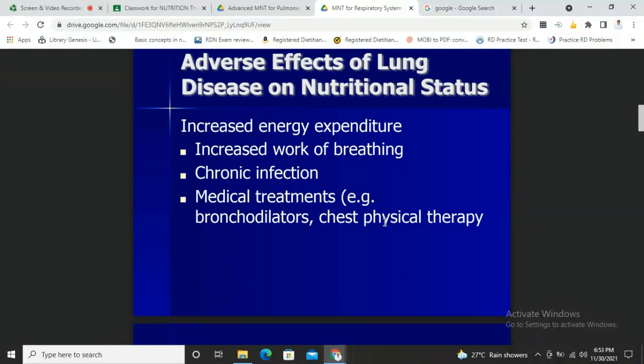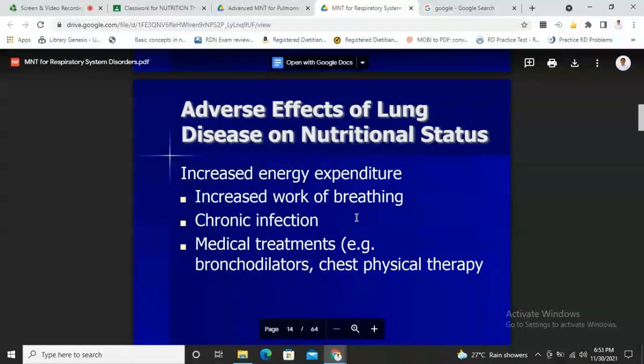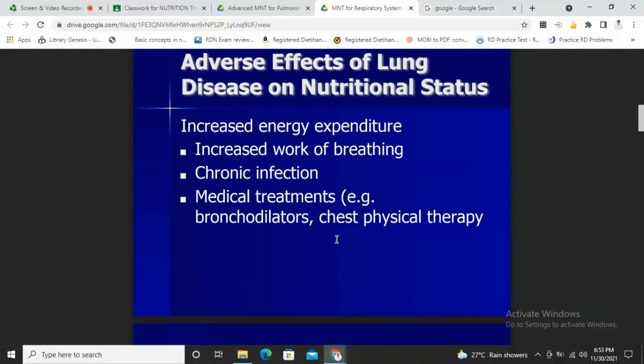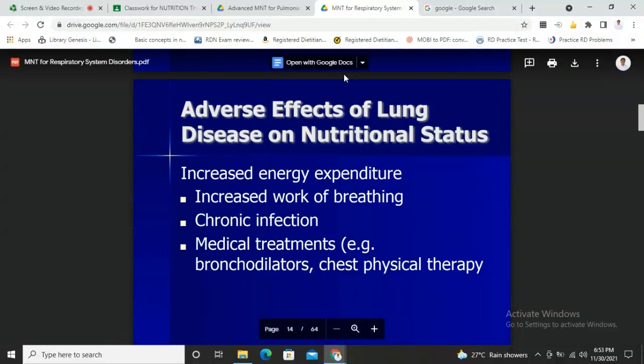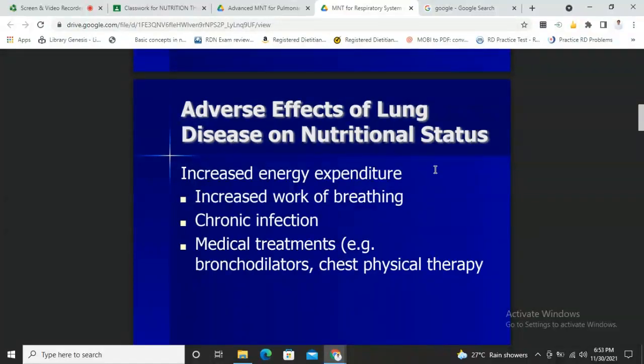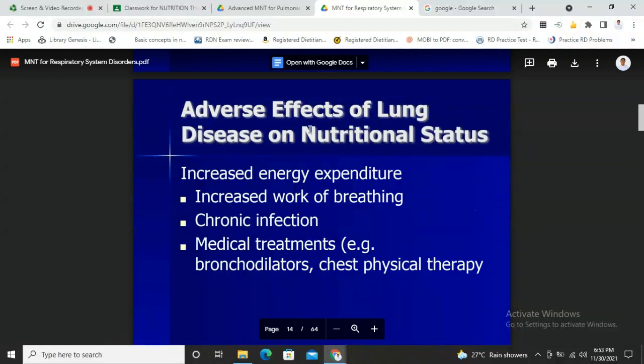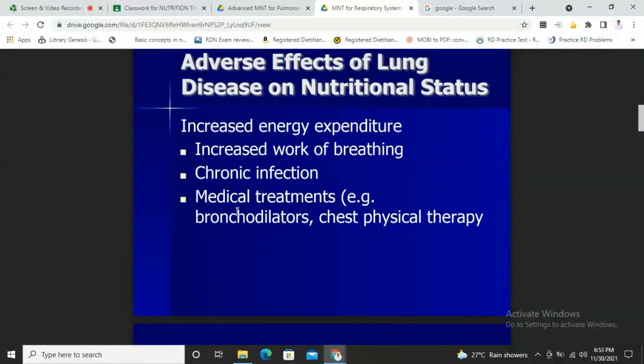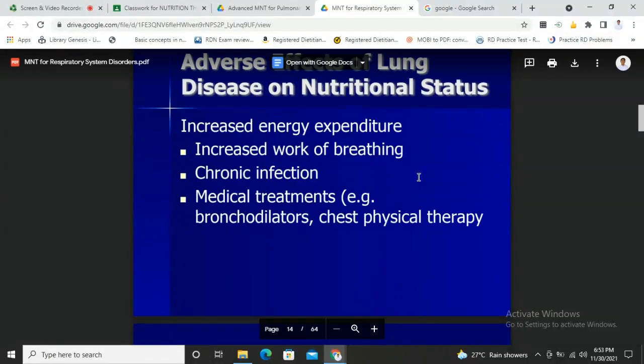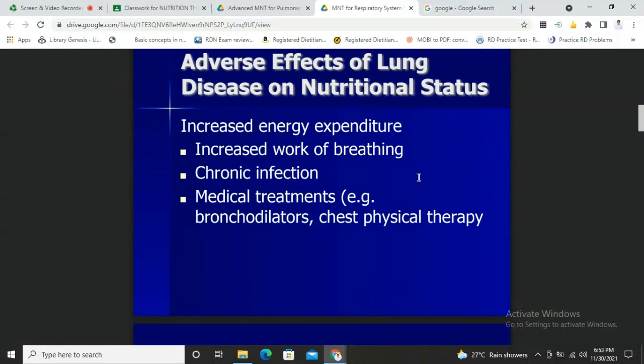So adverse effects of lung disease on nutritional status. Okay? So, kung kato ang effects sa malnutrition sa lung function, what is the vice versa, or what is the opposite? The effects of lung disease on nutritional status. So, increased energy expenditure. Okay. Taas yun, no, ang TR sa patient. Okay. Because of the coughing, di ba? Dako kayo nga energy ang kinahanglan to sustain coughing, di ba?